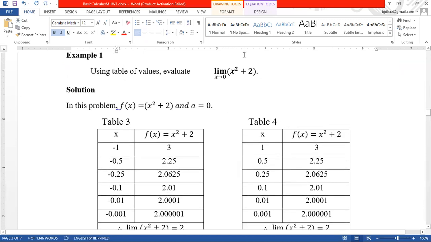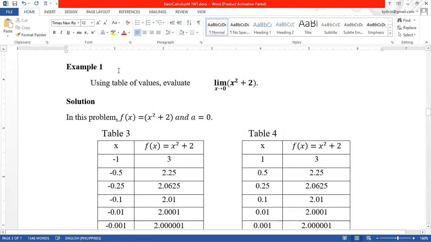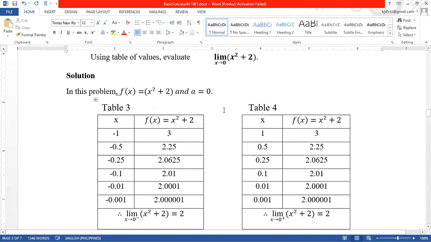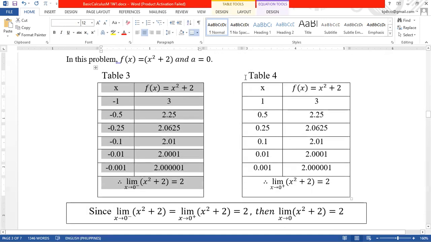Example number 1. Using the table of values, evaluate the limit of x squared plus 2 as x approaches 0. So, we have here the solution as x approaches 0. Our a here is 0 and our f of x is x squared plus 2. So, using the tabular method, we have here table 3 and table 4.